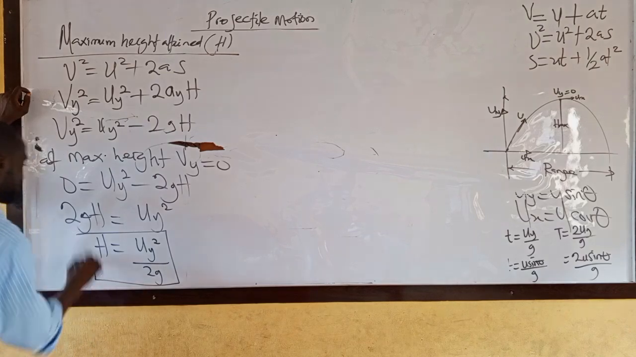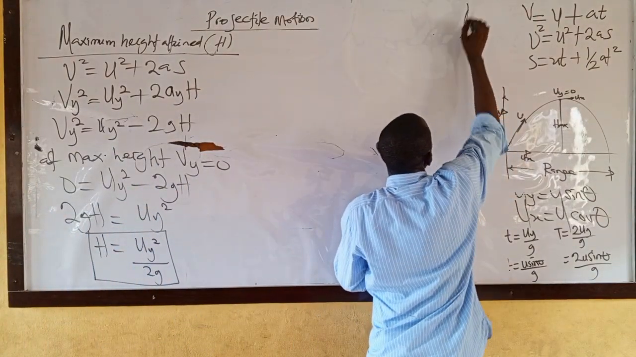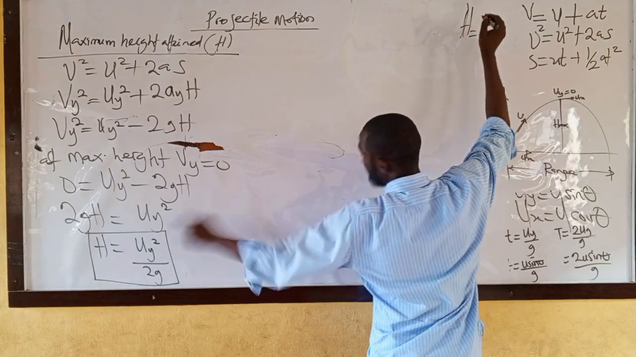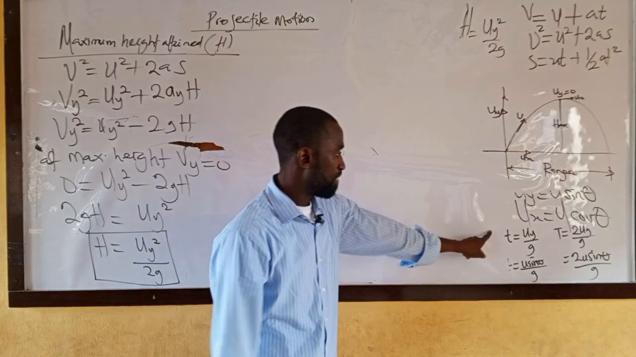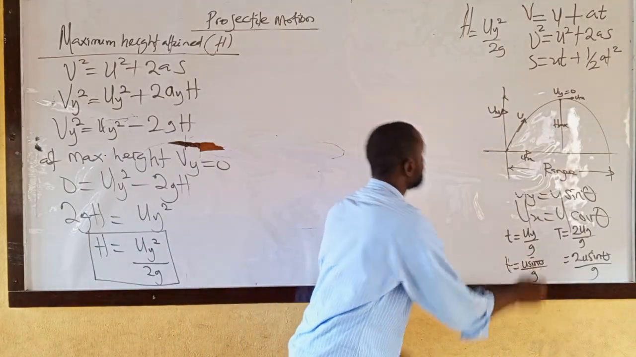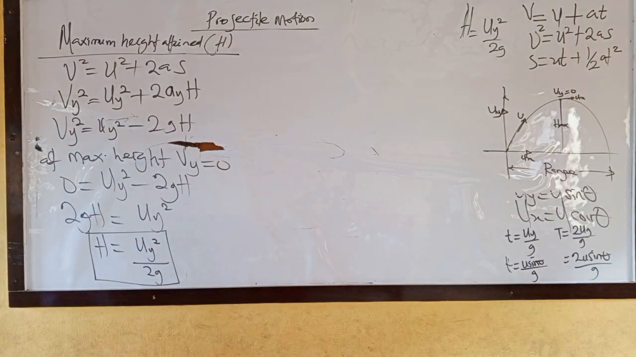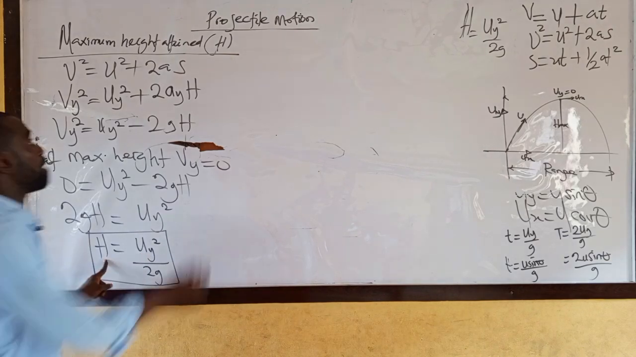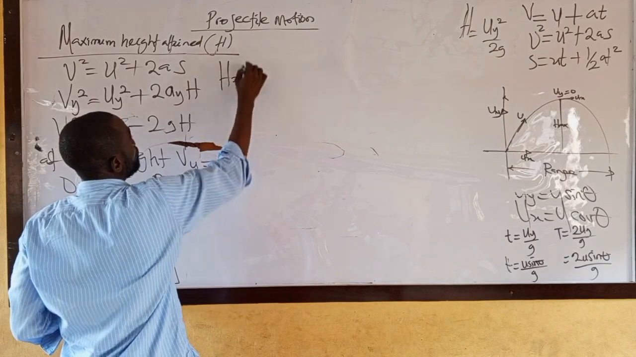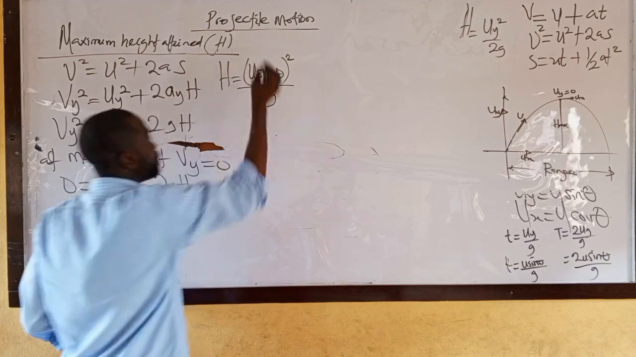So our H max is equal to u of y squared over 2g. That is the formula to reach the maximum height, H max, which is the maximum height attained by the projectile. Next one. Remember, our u of y is u sin theta. So this becomes u sin theta all squared over 2g.